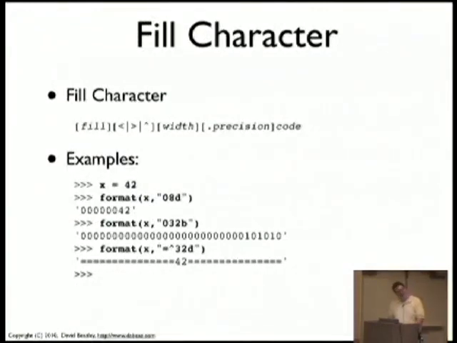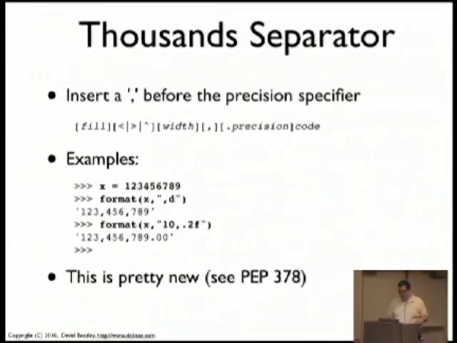You can do filling. Just go through these kind of fast. So if you want a different fill character, you could say like this one. Format a number where equals is the fill character, center it, and so forth. This is actually a new thing. I don't even think this works in Python 2.6 right now.